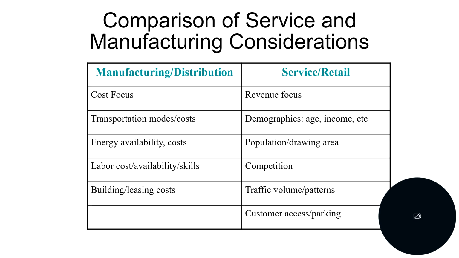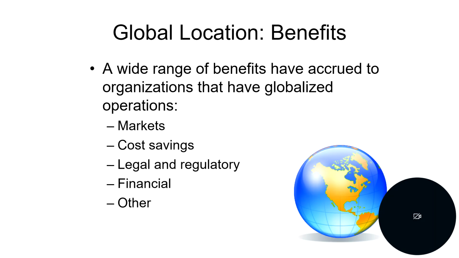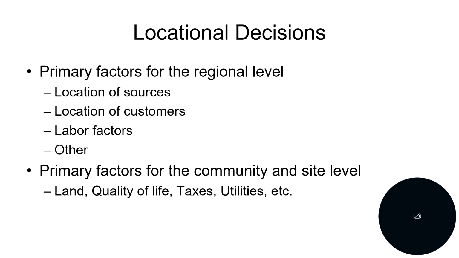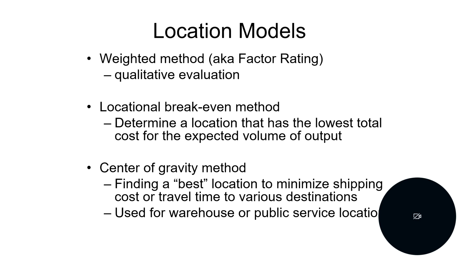I'm going to skip through a few of these because it just goes through some of the benefits and disadvantages that might come based on where you decide to go. These are our primary factors, and then we have location models. We have the weighted method, which uses qualitative factors, the locational break-even method, which finds the lowest cost based on volume, and the center of gravity method, which minimizes transportation costs to multiple destinations. A coffee chain, for example, would use the weighted factor rating to choose a city, and then the center of gravity method would be used to place the distribution warehouse.